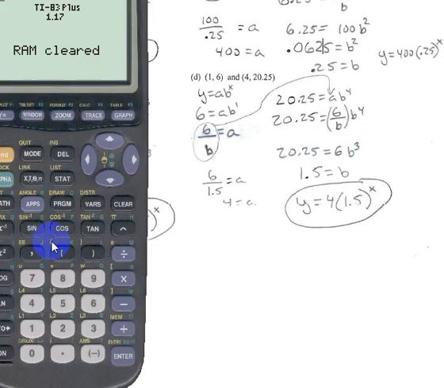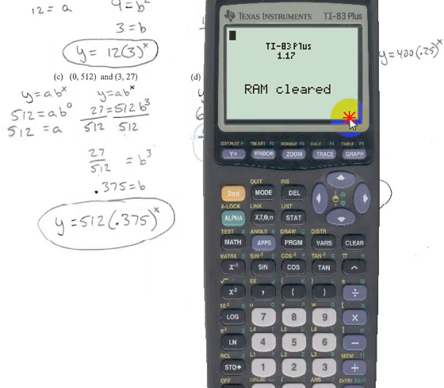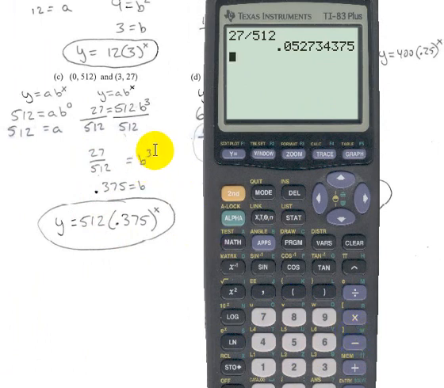and this is how you do it on your calculator. You would go 27 divided by 512 equals, and you're raising it to the 1/3. Raise that answer. Don't forget to use parentheses. 1 divided by 3 parentheses. Boom. And that's how I got the 3.75. And there's my equation.